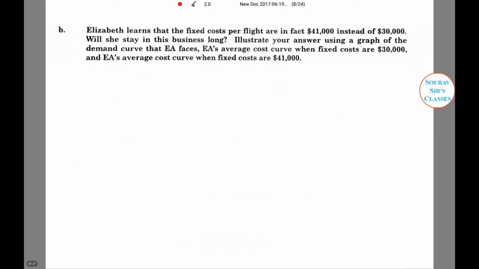Now, in the next question, we see that Elizabeth learns that the fixed cost per flight is $41,000 instead of $30,000. We need to figure out how long she will stay in this business, and we need to illustrate our answer using a graph of the demand curve that EA faces, the average cost curve when fixed costs are 30,000, and the average cost curve when the fixed costs are 41,000.